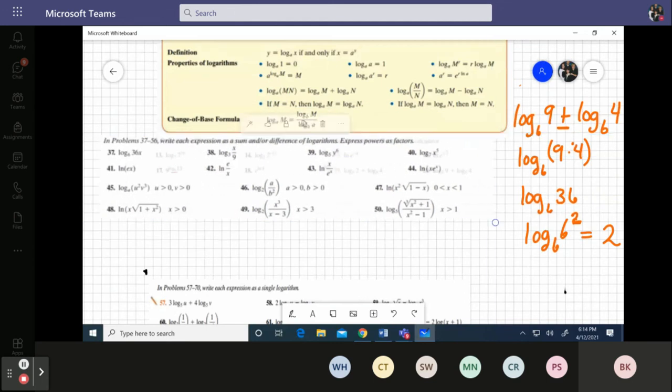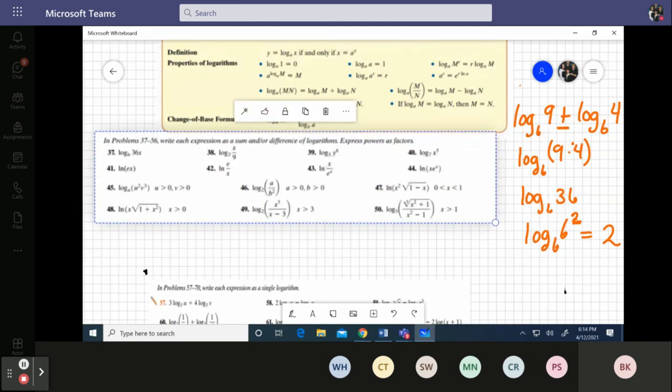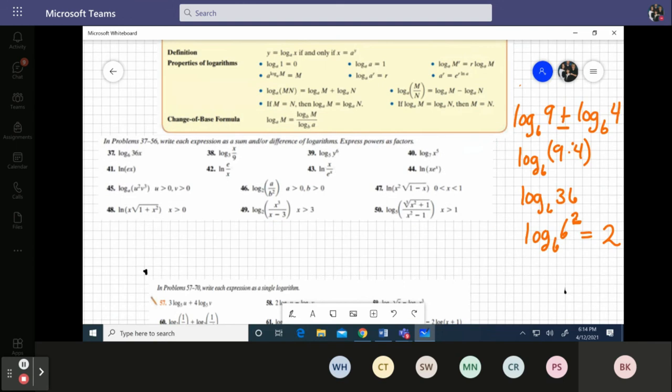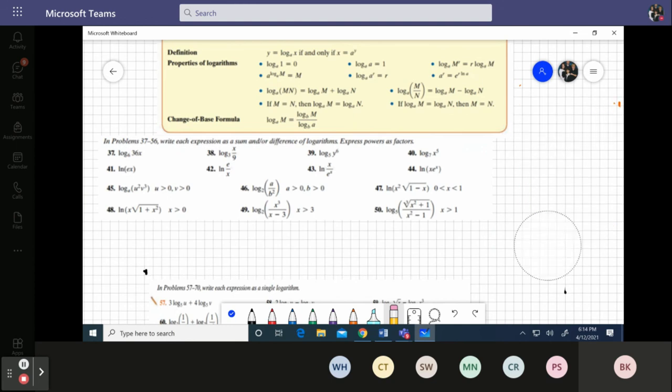All right, same business. We're going to break these down using our properties into expressions with plus and minus. See if I can pull out any exact numbers.